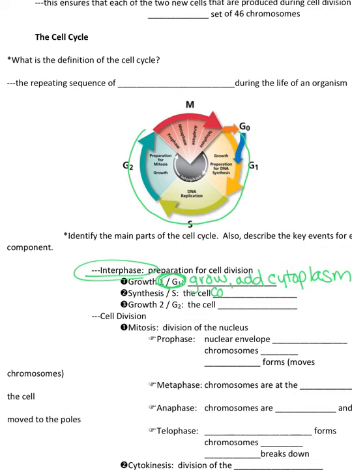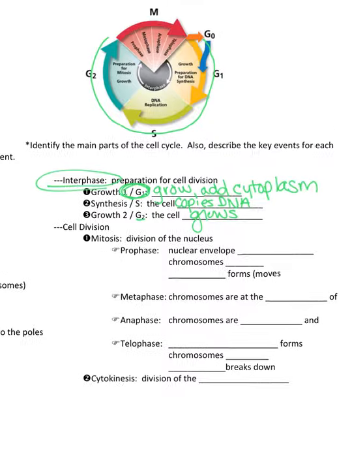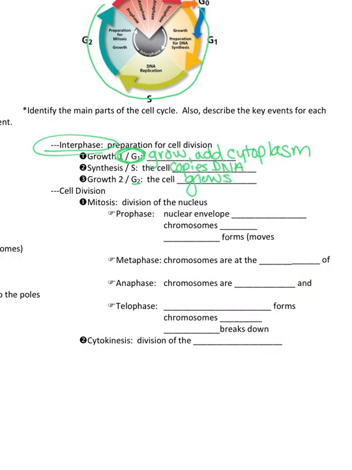So the cell copies the DNA so that each daughter cell will get a full set of chromosomes. And then G2, remember G stands for grow, the cell grows some more here. Okay, so now you're ready to go through cell division. So when we start looking at that red area up on the cycle, PMAT: prophase, metaphase, anaphase, and telophase.